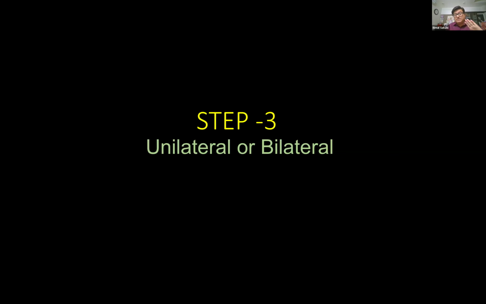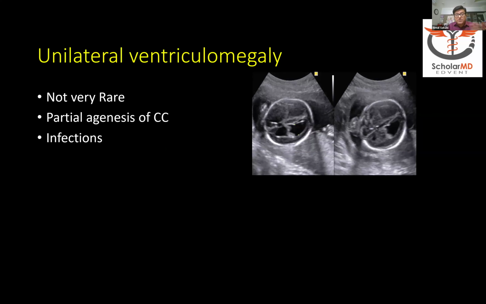Step 3, whether this is unilateral or bilateral. Now, unilateral is not rare. In fact, in 30% of them you would find that they are unilateral ventriculomegaly, and the cause usually could be either infections or hemorrhage, or maybe partial agenesis of corpus callosum, or it could just be an isolated thing.